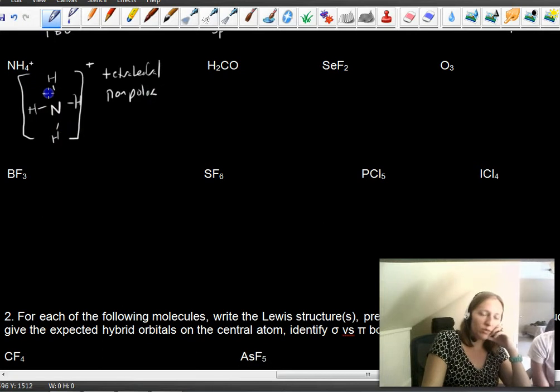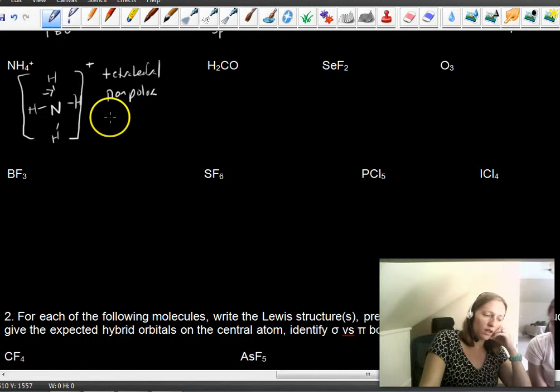So even though the bonds between each N and H are polar bonds because N is pulling the electrons towards the center, the outside of this molecule is all symmetrical. So it's a nonpolar molecule with polar bonds. The angles are 109.5 degrees and we're sp3 hybridized.